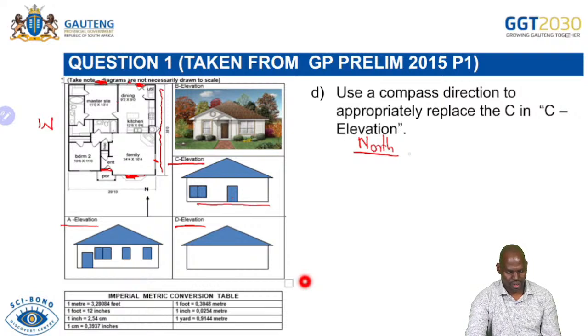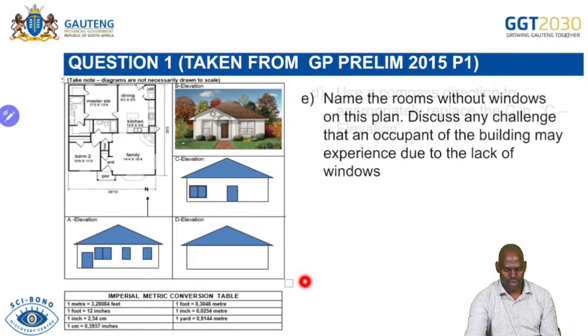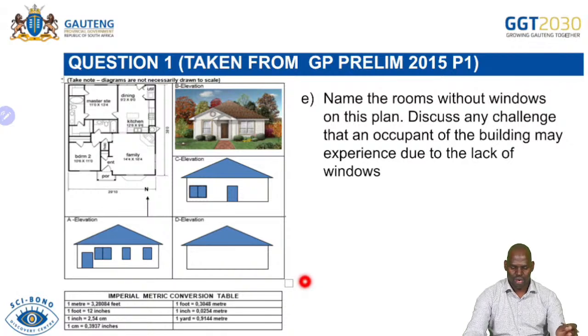Then the next question is E. They say name the rooms without windows on this plan, and discuss any challenge that an occupant of the building may experience due to the lack of windows. Let us look at this. Remember, I have indicated which sides don't have windows. If you look at this, there's a window there in the family room.